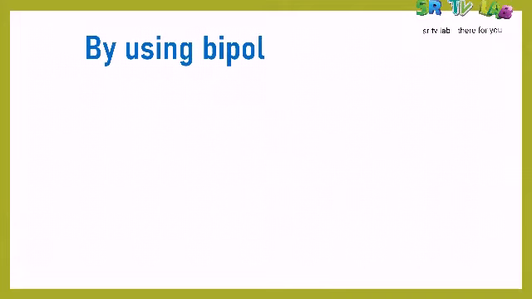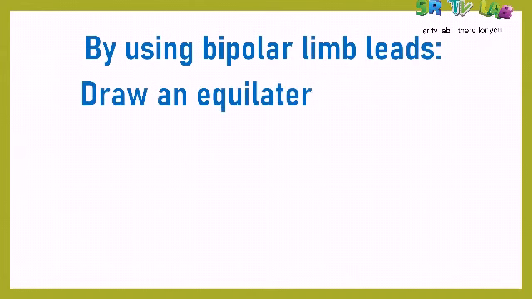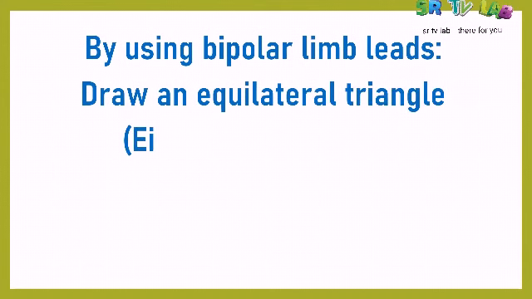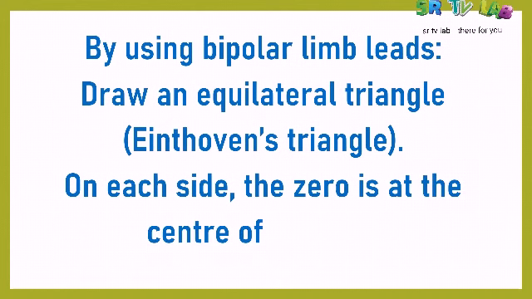Now, let's see how you can draw those leads just by using bipolar limb leads. You remember those limb leads are lead 1, lead 2, and lead 3. You draw an equilateral triangle. We call it Einthoven's triangle. On each side, the zero is at the center of the side, so every side will represent a lead. Do you get me? Now you have drawn your Einthoven triangle, the equilateral triangle.